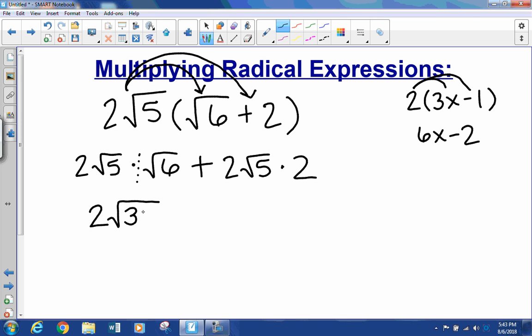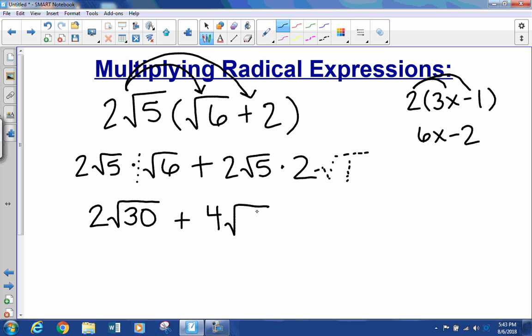Then over here, with the second problem, this 2 is outside. You could almost imagine kind of like a little imaginary square root of 1 here if you need a radical. And so the 2 gets multiplied by 2 here to make 4. And this would be the square root of 5 times the square root of 1, which would be just still the square root of 5.